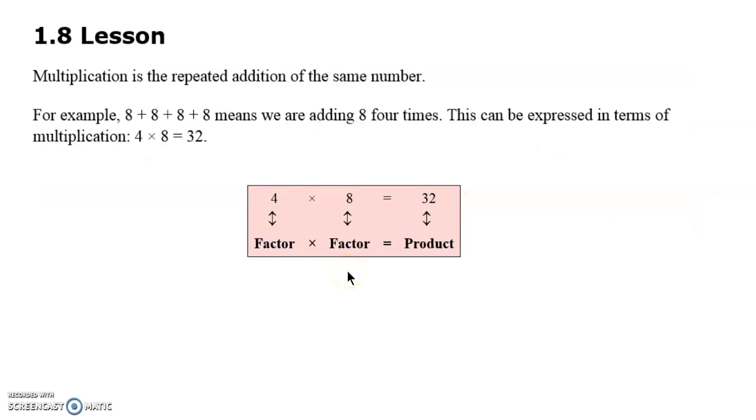So if we look at what we've learned so far, we've learned that multiplication is repeated addition. 8 plus 8 plus 8 plus 8 really means we're adding 8 four times. So instead of doing all of that, we're going to take the two factors. We're going to multiply 4 times 8 or 8 times 4, and that gives us a product of 32.